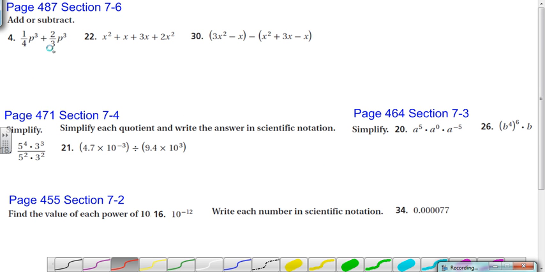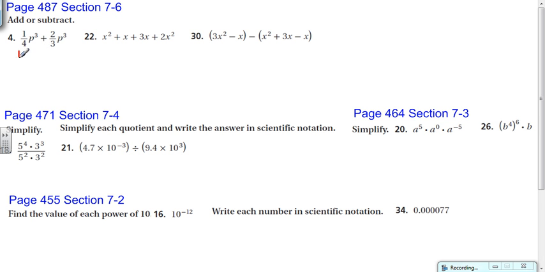So 1/4 p cubed plus 2/3 p cubed. Since they each have a p cubed, that means I can add 1/4 plus 2/3. And then just take my answer and multiply it by p cubed. So common denominator between 4 and 3 is 12. So 4 times 3 is 12, so 1 times 3 is 3. 3 times 4 is 12, so 2 times 4 is 8. So when I add those together, I get 11/12 p to the third power.